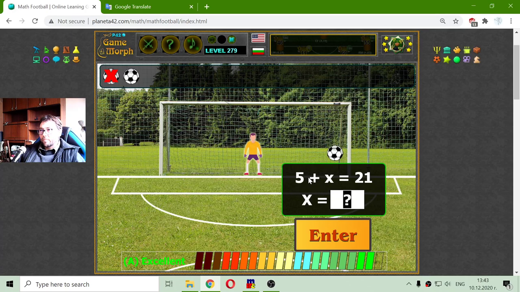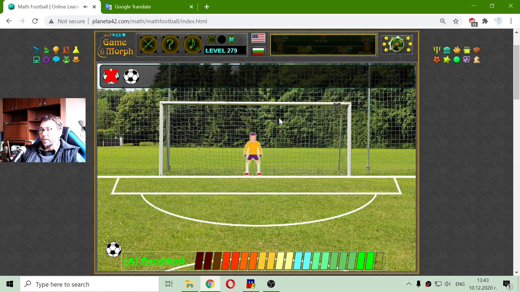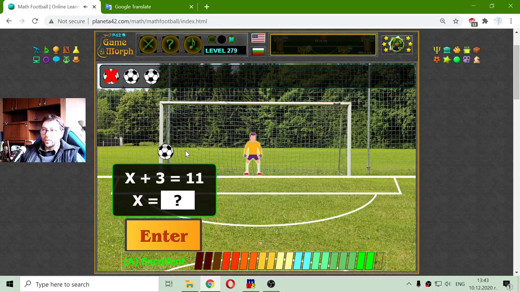How much plus 5 makes 21? That should be 16. Okay, by now everyone should have learned how to solve these algebraic equations. This is moving the numbers from the other side with the opposite sign to find the x factor, the x argument, that is.